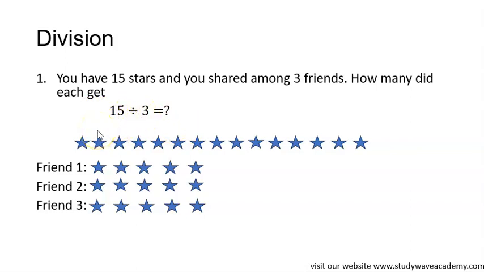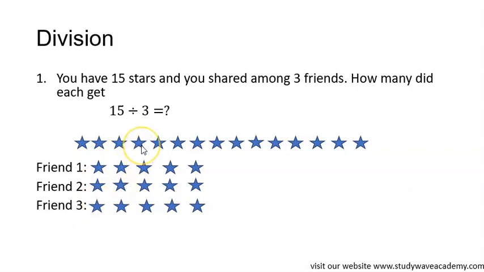Let's count how many stars are here. 1, 2, 3, 4, 5, 6, 7, 8, 9, 10, 11, 12, 13, 14, 15. So your stars are a complete 15. And you want to share the stars among your 3 friends, right? So how many will each get? So you start by sharing the stars. You give 1 star to your first friend, 1 star to your second friend, and 1 star to your third friend. You still have stars left, right?